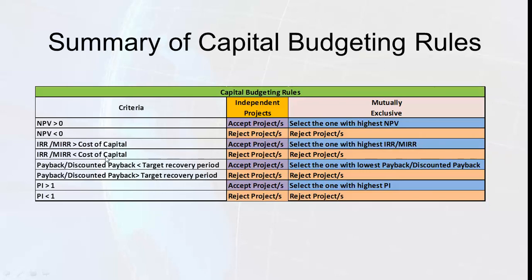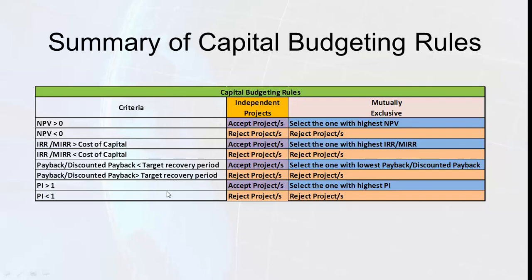If cost is greater than MIRR or IRR, do not take those projects. Discounted payback or payback period has to be less than the targeted recovery period, and choose the one with highest if mutually exclusive, and choose all of them if independent.